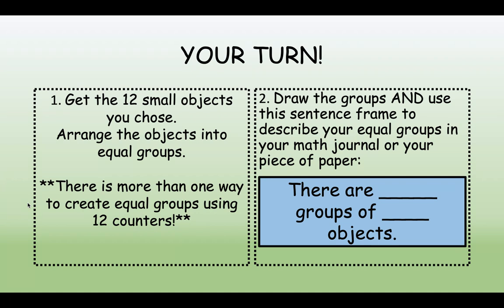You can draw X's, you can draw little circles. I would suggest you do not do little dots, okay? X's and circles are a good way to see each little object in each group, if that makes sense. Then you need to use this sentence frame to describe your equal groups in your math journal or your piece of paper: There are blank groups of blank objects.